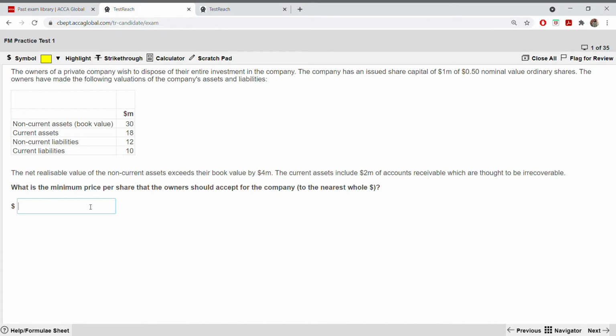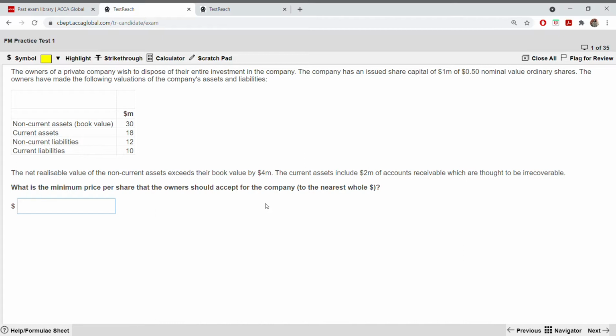What is the minimum price per share that the owner should accept for the company? Look at the thing in the bracket, to the nearest whole dollar. So your answer has to be to the nearest whole dollar. If you put it in decimal, even if you're right, you will not be awarded marks, because either you will get the 2 marks or it is 0. There are no in-between marks. To the nearest whole means to the nearest whole.